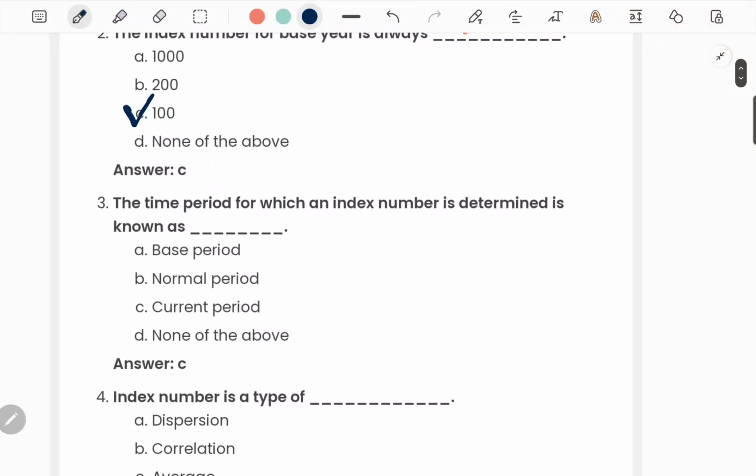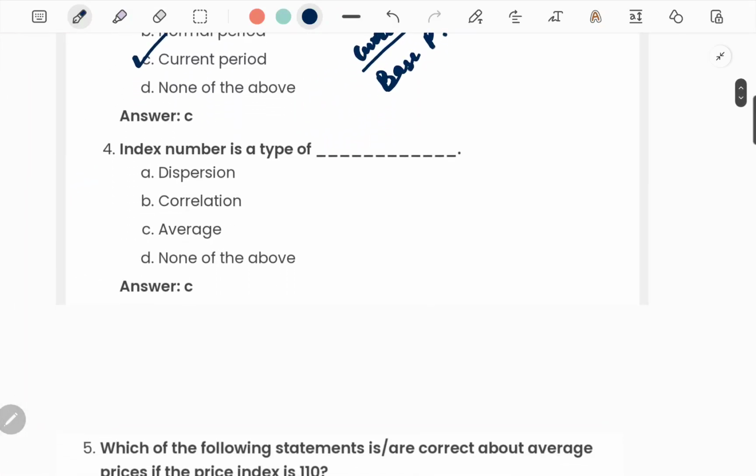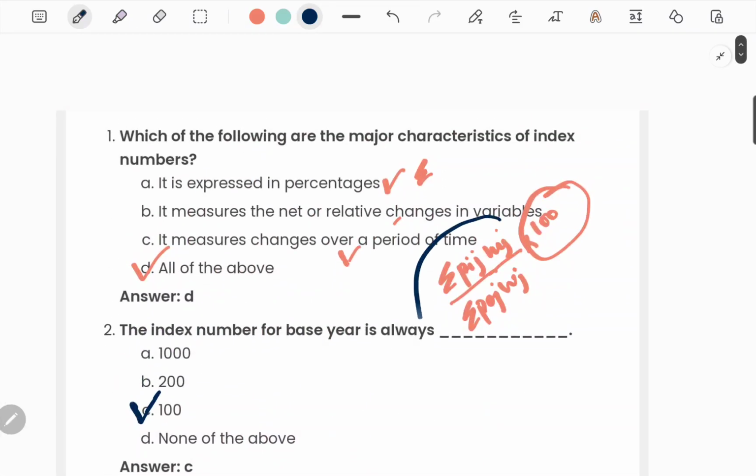Time period for which index number is determined is known as, so we know that this is our current period and this is our base period when it comes to our index number. So we are trying to find out the index number for the current period. Current period divided by base period, that is how it is defined, and we are trying to find it out for the current period. Index number is a type of average, right? As we talked about, it is a weighted average, if you see here.